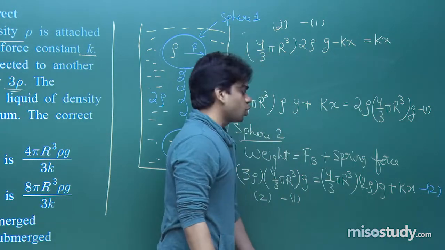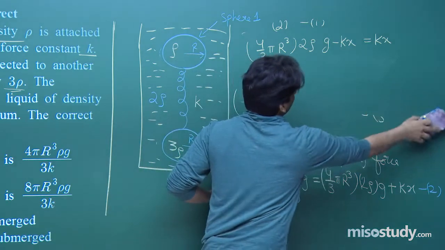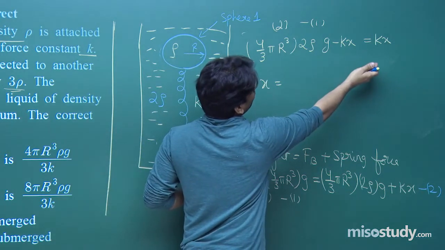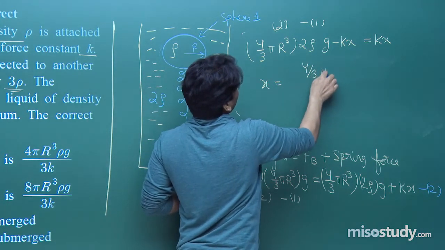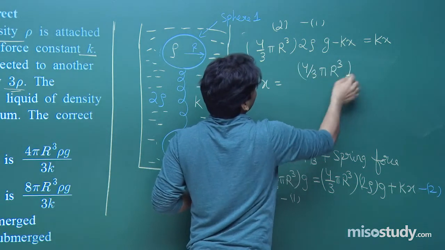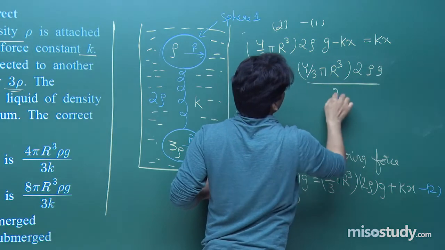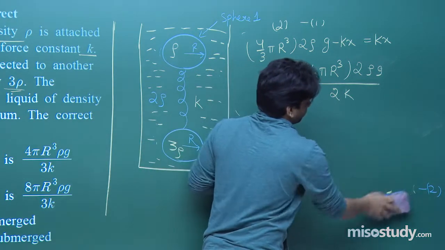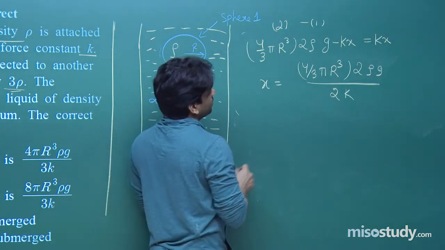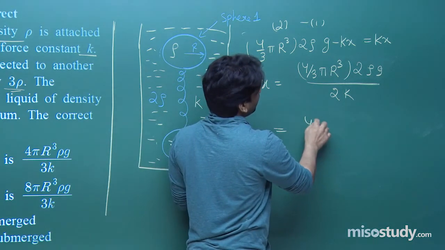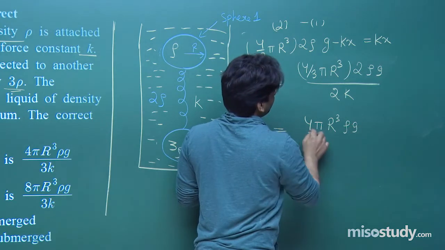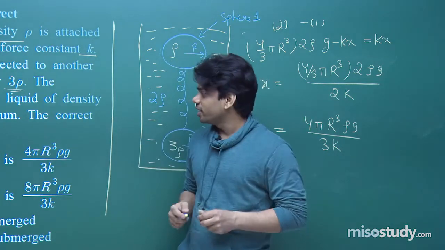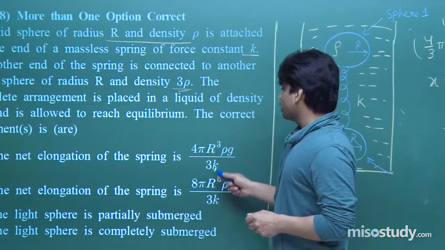So from here we have used equation number 1 and equation number 2, and the value of x will come out to be, you see here, this will go 2x, you'll be getting 4 by 3 pi r cube multiplied with 2 rho g divided by 2k. So finally you will be obtaining the answer as, 2 and 2 will be cancelled out, so 4 pi r cube rho g upon 3k. This is what you are getting. So the net elongation of the spring is 4 by 3 pi r cube rho g by 3k.